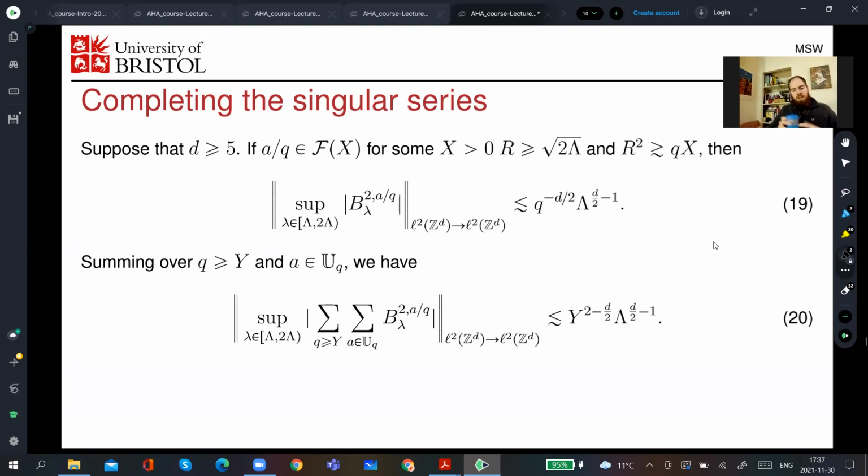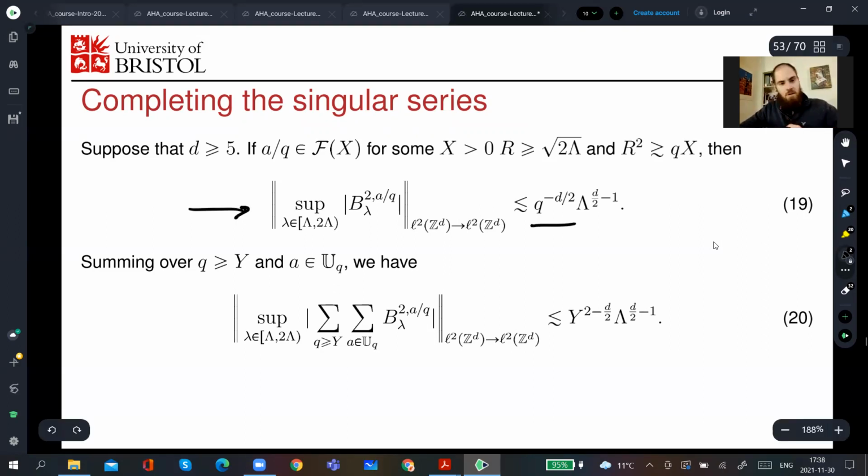Because of the minor arcs, we only threw in all the fractions with height up to, say, y. And we have to throw in fractions that have height that goes to infinity, but is at least y. When you make the right choices as before, you just get these bounds. So this q to the minus d over 2, for each of the terms in the approximation, is coming, as always, from the square root cancellation in the Gauss sums.